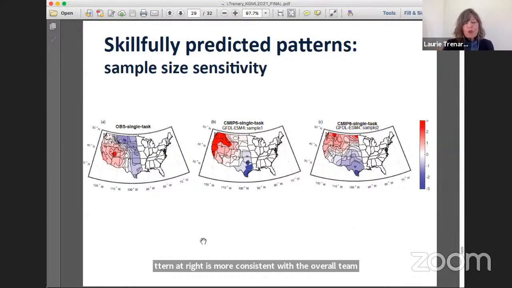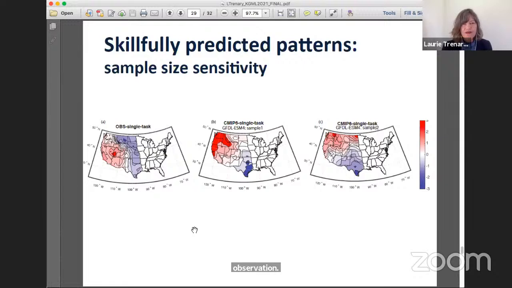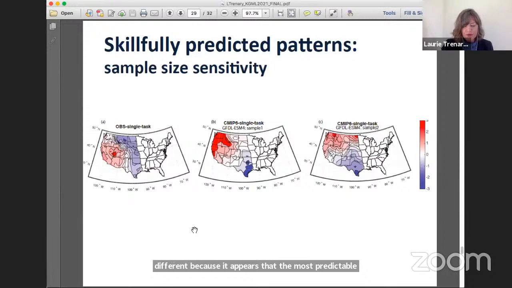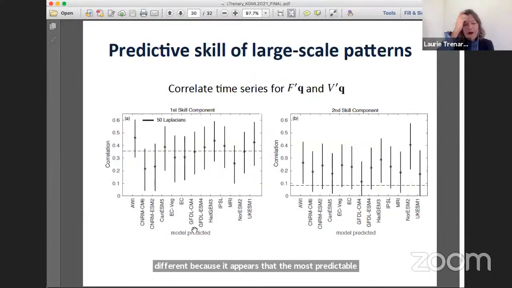So while the observation looks different, we can't say that it is in fact different, because it appears that the most predictable structure depends on the data.